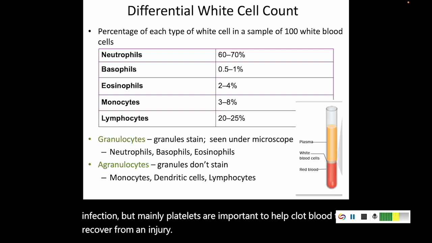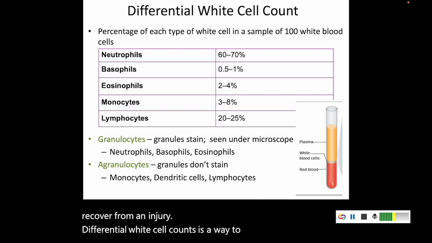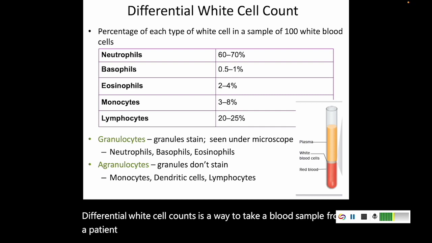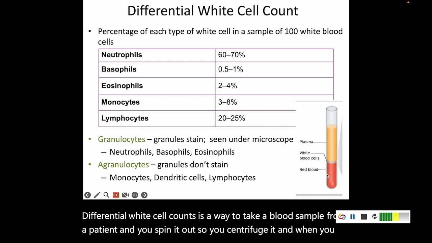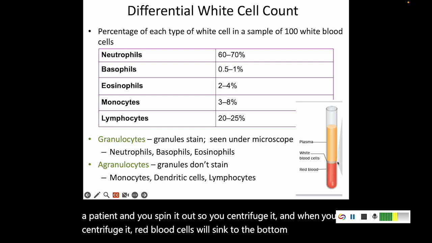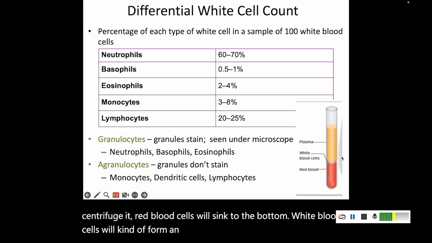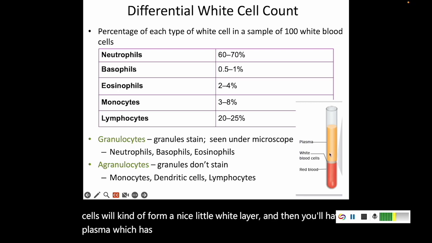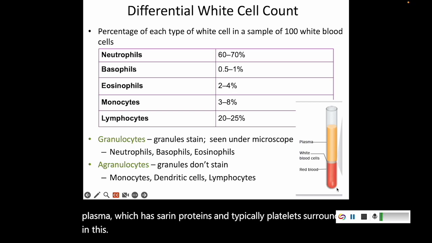Differential white cell counts is a way to take a blood sample from a patient and you spin it out, so you centrifuge it, and when you centrifuge it, red blood cells will sink to the bottom, white blood cells will form a nice little white layer, and then you'll have plasma, which has serum proteins and typically platelets surrounded in this upper layer.